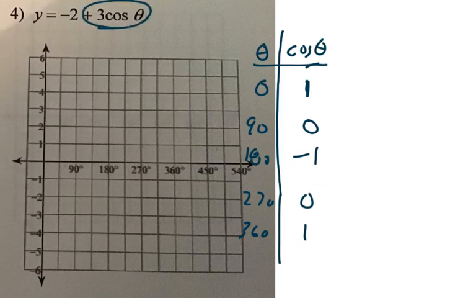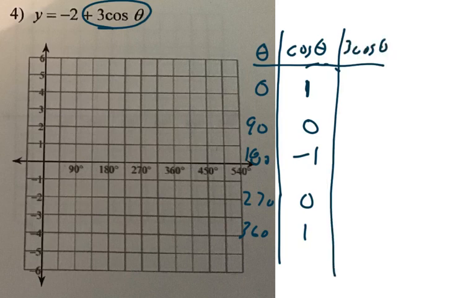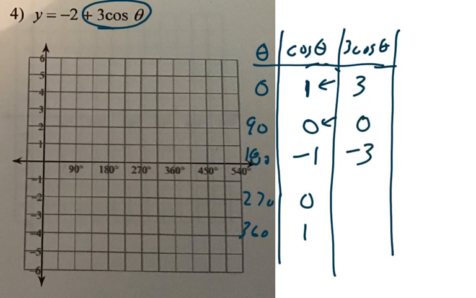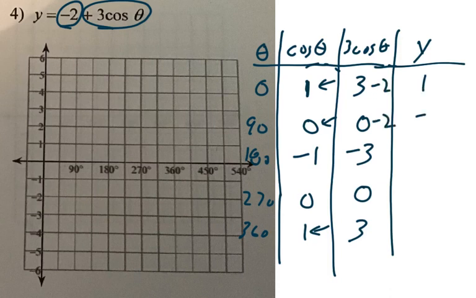Now this one says right here, we need to times by 3. Let's do 3 cosine theta. We're just literally going to times these by 3. So 3 times 1, 3 times 0, 3 times negative 1, 3 times 0, 3 times the 1 is 3 again. And finally, the last thing we got to do for y is do a minus 2. Negative 3 minus 2 is negative 5. Watch your negatives. 0 minus 2 is negative 2. 3 minus 2 is 1. We're ready to graph.